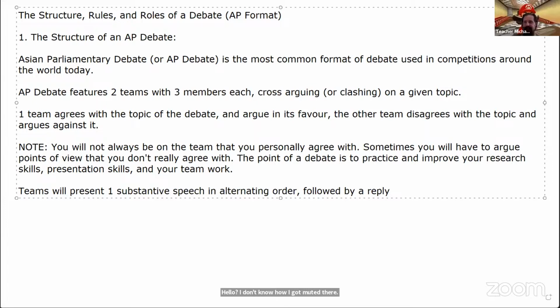Okay, so I've just added the note from Olivia's question there that you won't always be on the same team that you really agree with. So that is an important thing that you'll have to come to terms with, is that sometimes you'll be forced to defend and argue for points of view that you don't actually agree with.